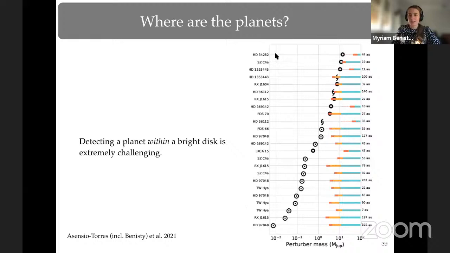And these are the kind of planet masses that we expect to reproduce some structures in some disks, compared to our detection limits. So from the ground, this is what we think we are able to reach, so something like 5 Jupiter mass planets. And we think that we should have seen at least some of them.